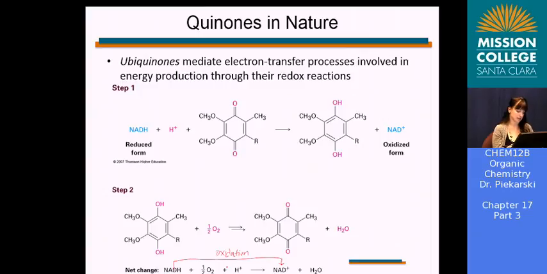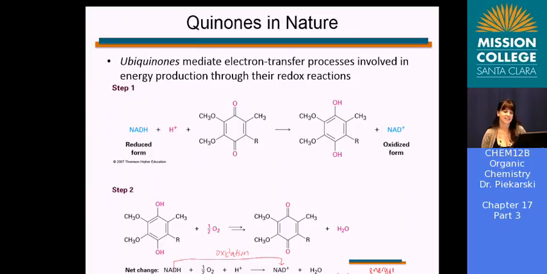And in this case here, oxygen is reduced, or reduction. And this oxidation-reduction reaction actually produces a lot of energy for us. And this happens not only in humans, but in many different types of living organisms. So it's very important. That's why they're called ubiquinones, because they're ubiquitous in nature.